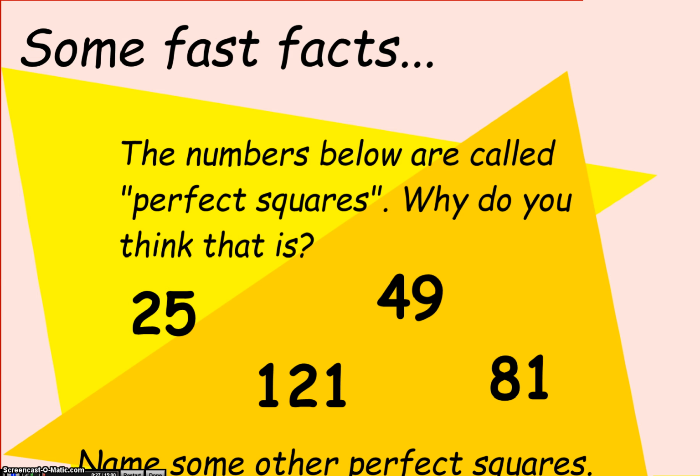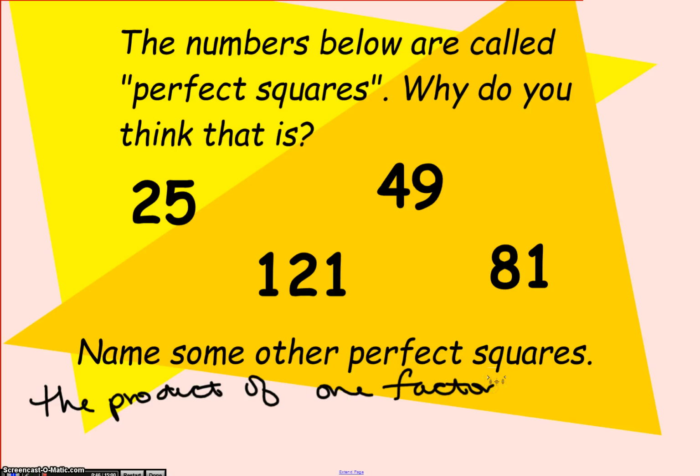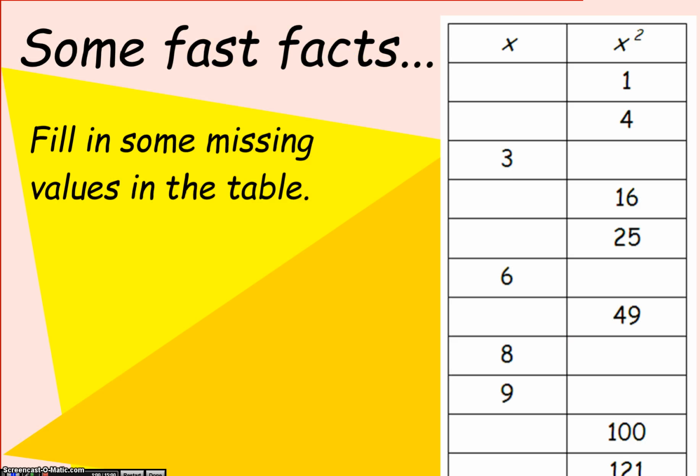Some fast facts. The numbers below are called perfect squares. And why do you think that is? Well, if you remember the definition of a perfect square, it is the product of one factor multiplied by itself. Okay? And you don't need to have that memorized, but you kind of do need to know and remember what a perfect square is.